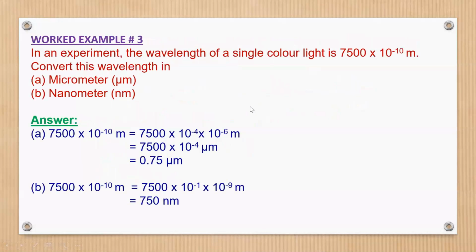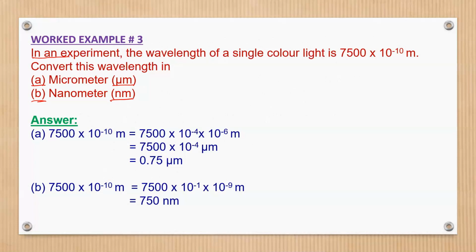Now we are going to see some more example. In an experiment, the wavelength of the single color light is 7,500 times 10 to the power minus 10 meters. Convert this wavelength A into micrometers and B into nanometers. So we are going to change into two things, micrometers and nanometers.